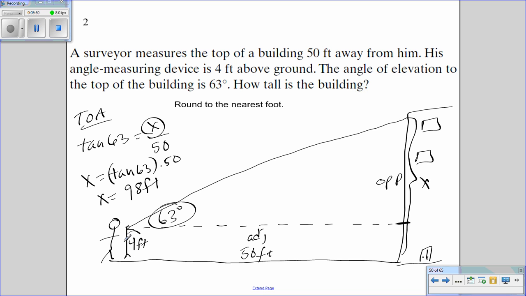However, you have to account for the height of the measuring device. So I'm going to add 4 feet to that to get the actual height of the building. If we add 4 to that, that should give us our answer, and that looks like it's approximately 102 feet.